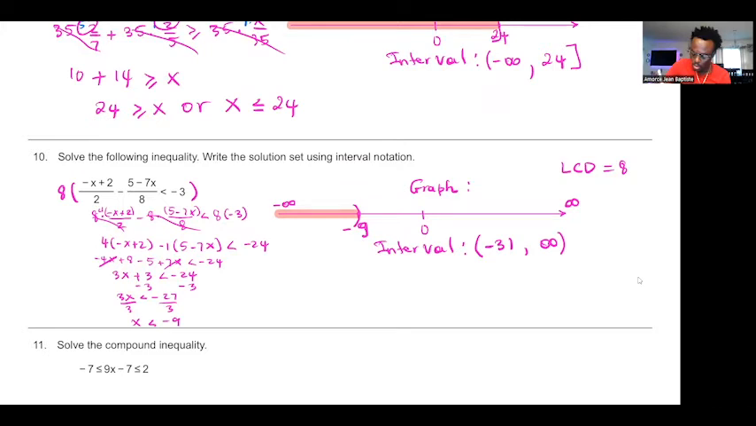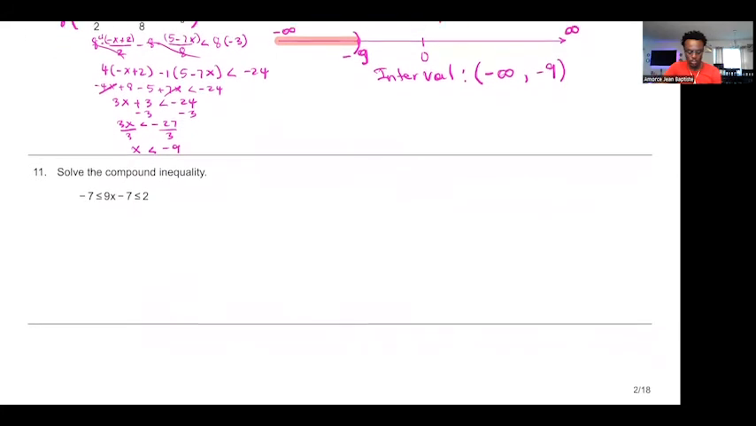So that's going to be from negative infinity to negative 9. Both of them parentheses. From negative infinity to negative 9. And then let's see this one here.